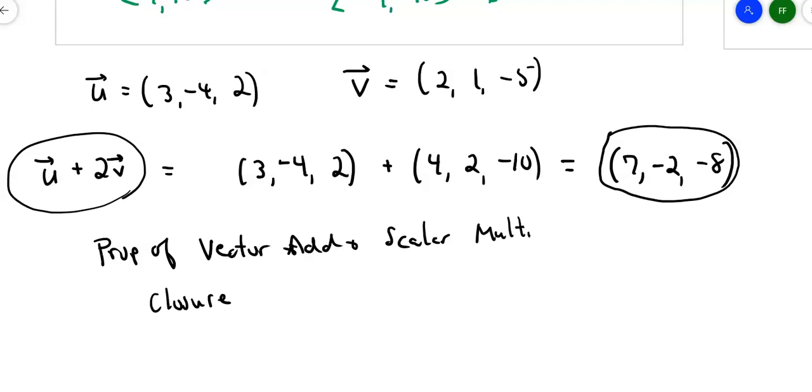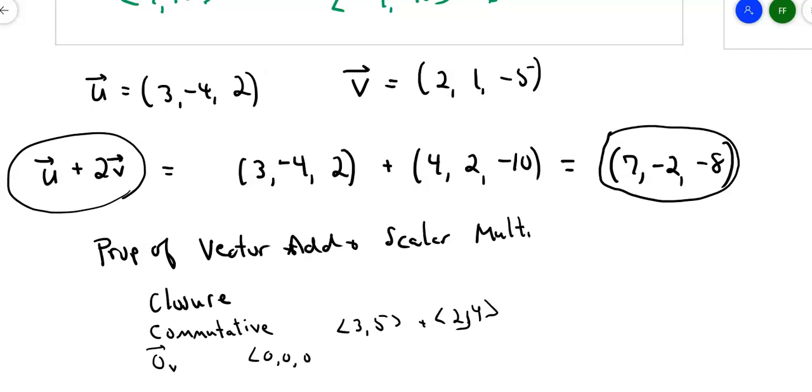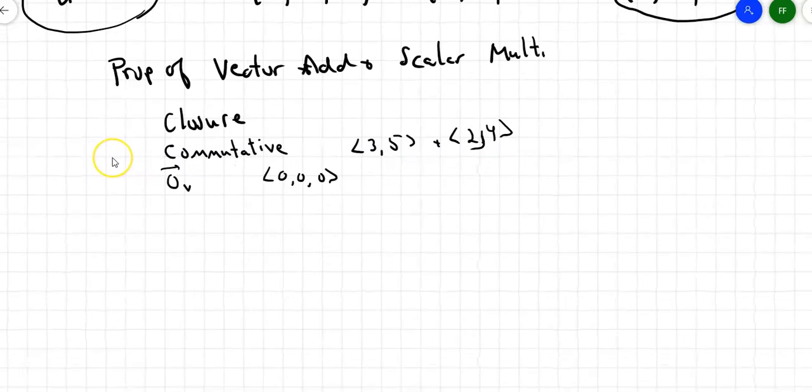The commutative property works. If I add two vectors, it doesn't matter what order I add them in. If I have 3, 5 and 2, 4, it doesn't matter whether I put the 2, 4 first or second. Under addition, it's the same thing. There's an additive identity, right? There's a 0 vector. It depends on what space you're in. If you're in R3, for example, the 0 vector is 0, 0, 0. If you're in R4, it's 0, 0, 0, 0, etc.